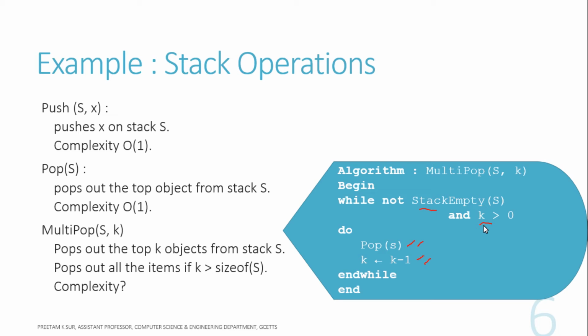So a tighter complexity for this algorithm can be defined by the minimum of k and size of s. Whichever is less, that number of times the while loop will be executed, and after that the multipop operation will be terminated. So minimum of k and size of s defines the tighter complexity for this multipop operation. Okay.